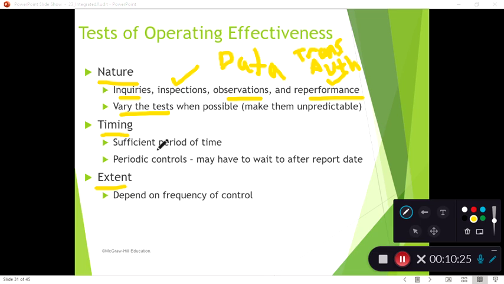So that's nature. Timing depends on when we're going to do it, right? And so, depending on how often it happens, if it's one of those routine transactions, then we can do some control testing throughout the year, right? Q1 we can do some, Q2 we can do some, Q3 we can do some, right? We can kind of do some throughout the year. We don't have to wait until the end.